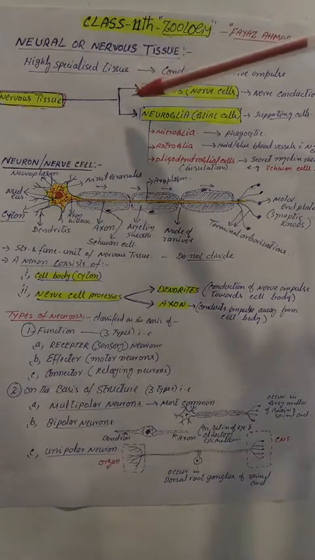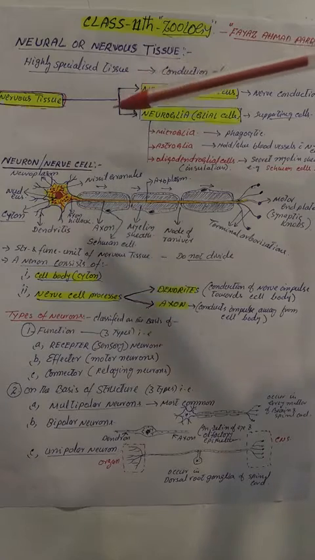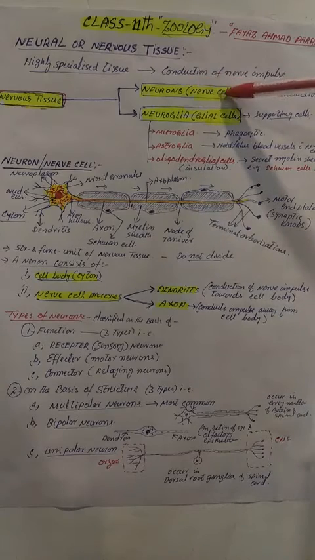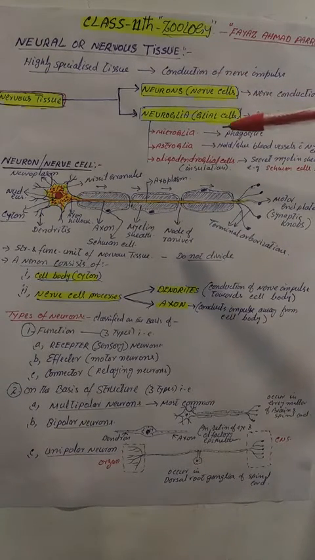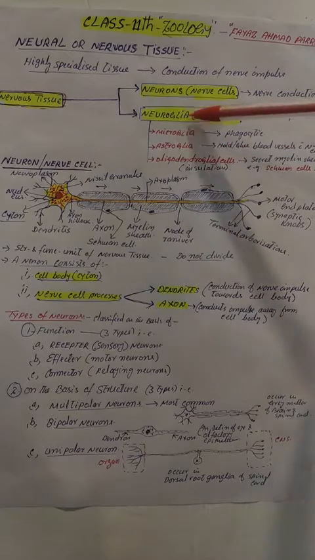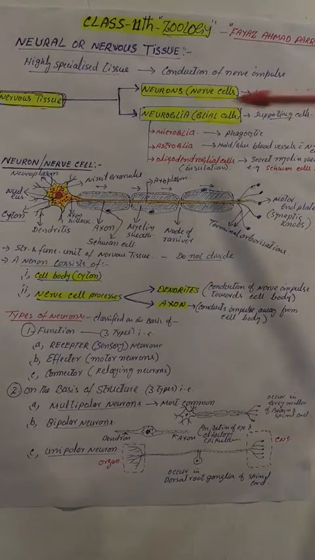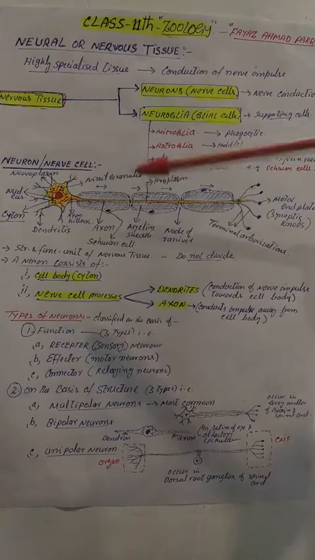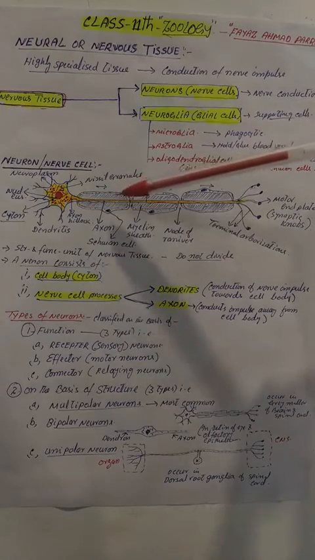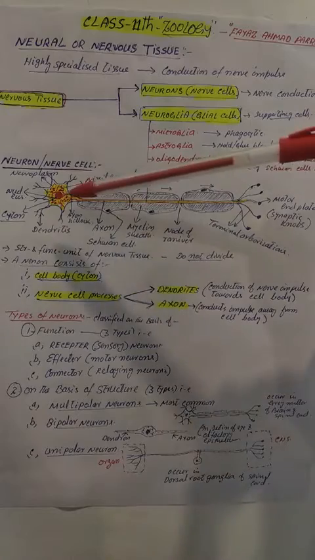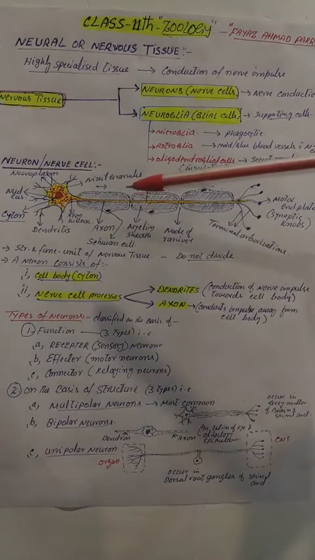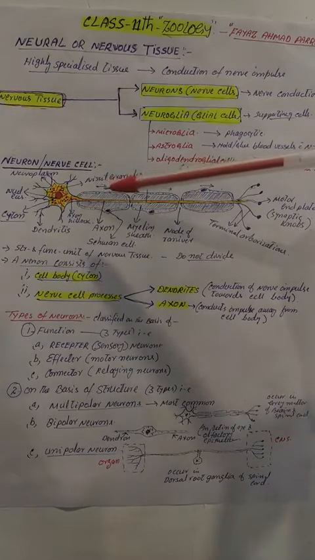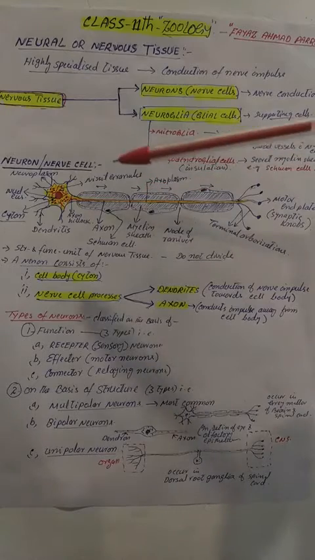As you can see in this sketch, this tissue consists of two types of cells, that is the neurons or nerve cells for the nerve conduction and neuroglia or glial cells, which are actually the supporting or protecting cells for the neurons. Neuron or nerve cell, as you can see here, is the structural and functional unit of nervous tissue. It is important to note that neurons do not divide nor regenerate.